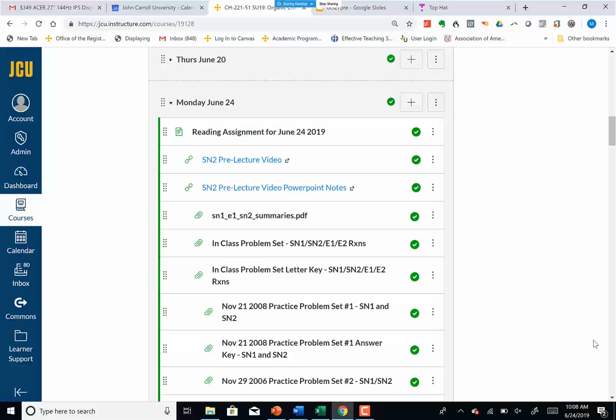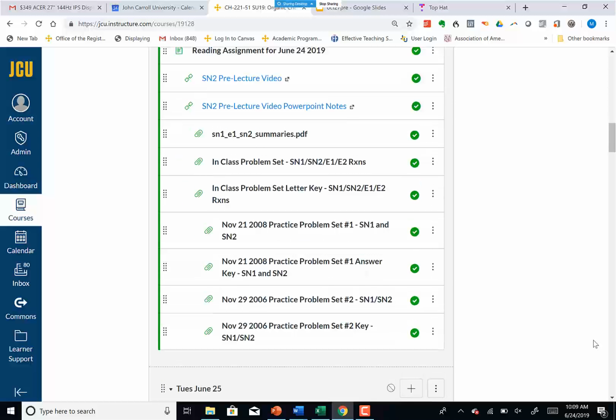And then you have the packet with the notes I'm going to talk about today, as well as a summary of SN1, E1, and SN2. We're going to do SN2 reactions today, and then some problems. I anticipate today we're going to talk about the first mechanism, which is SN2, and then we're going to talk about SN1 tomorrow, and then it's E1 and E2. So this week, that's what we're going to be going over: SN1, SN2, E1, and E2.